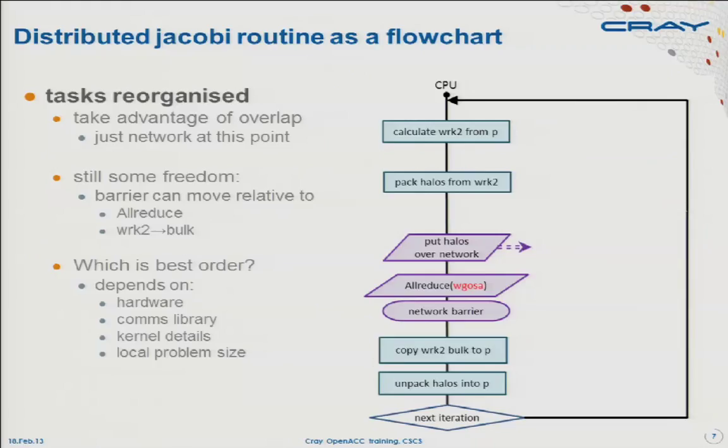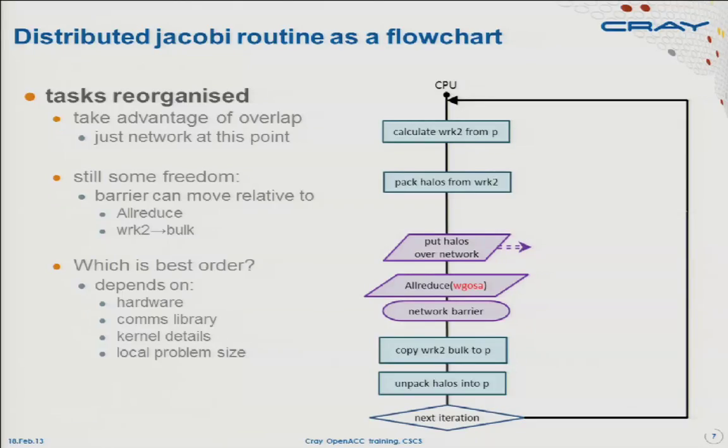But knowing, of course, that these local problem sizes are going to vary as we change the decomposition of our problem. So when you do this as a sort of flow chart, what happens is the CPU comes down, it calculates the stencil, it packs the halos, it sends the halos over the network, it does an all reduce of the residual. There needs to be a network barrier to make sure that the messages that were sent have been received. So we know we've received the buffers now, so we copy the bulk of this array into the data array, and we unpack the halos, and then we do the next iteration.